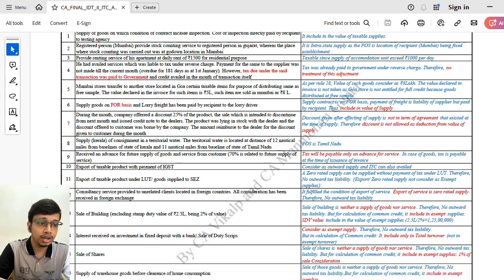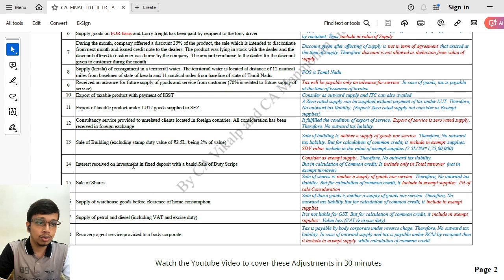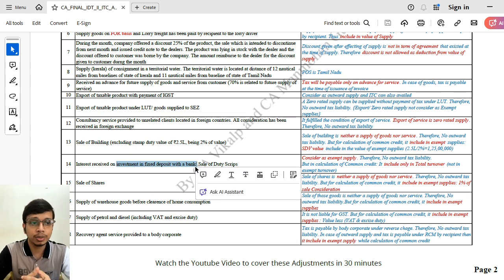14th point, interest received on investment in fixed deposit. If any interest is received on a fixed deposit, which is considered as an exempt supply, there will be no outward tax liability. But for calculation of common ITC, we have to include it in the total turnover.